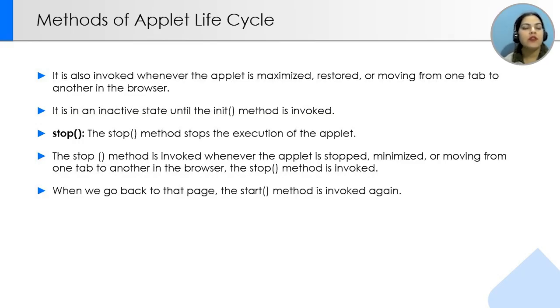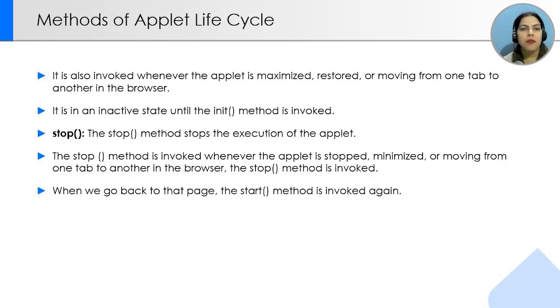Whenever the stop method is invoked, the applet will be stopped. It will be stopped whenever we minimize the applet or move it from one tab to another tab, or when the applet is moved to another browser. What I want to convey from this point is that the init method will be called once, and after that the start and stop methods will be called again and again. Start and stop methods are dependent on each other.